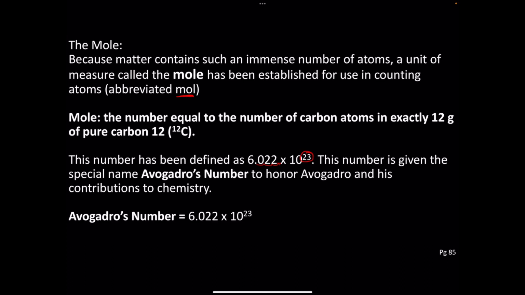Okay, so here's the more simple version of it. Avogadro's number is equal to 6.022 times 10 to the 23rd. Now, you might ask, 10 to the 23rd, what? And that is a great question.